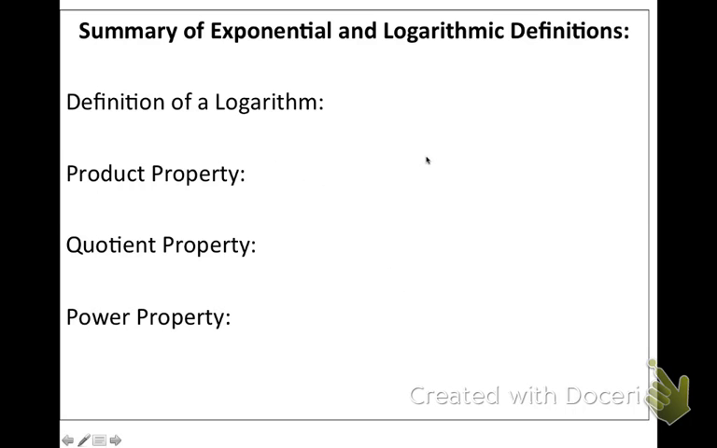Literature of all of our different properties of logarithms. You don't even have to write this down if you don't want to, because these are already in your notes. Definition of a logarithm, that's what we just wrote up there. That means we do what?